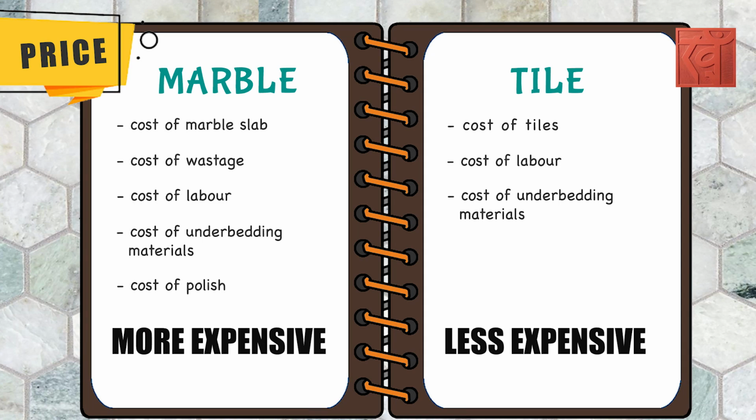Now we were suggesting tiles because marble at the same price has greater veins, it doesn't retain shine and is weaker and more porous. Then again, add to that the cost of wastage, labor, underbedding materials and polish, and marble works out far more expensive. The client, however, felt that even if the quality of marble isn't great, it is far more valuable to a project than good quality tiles.